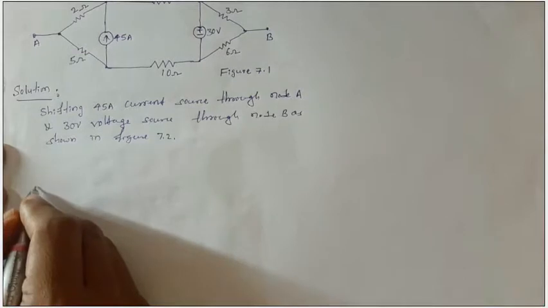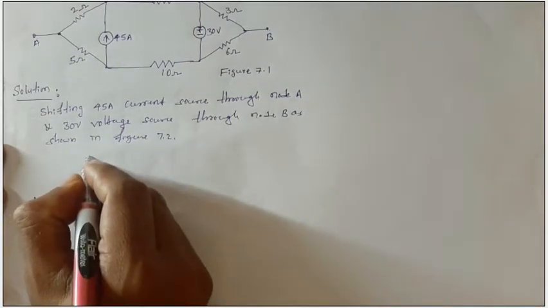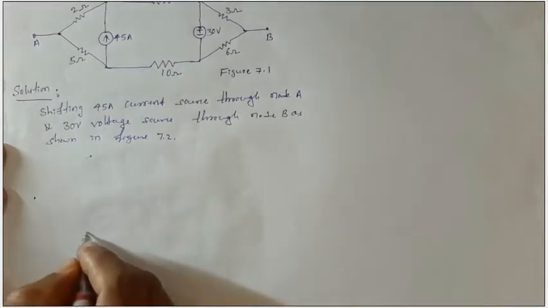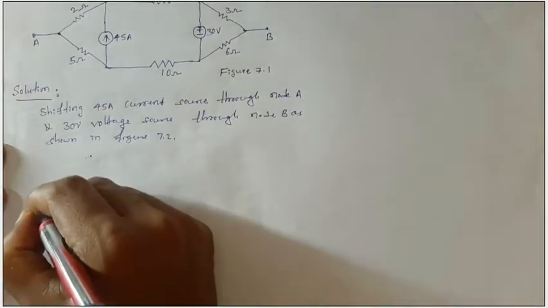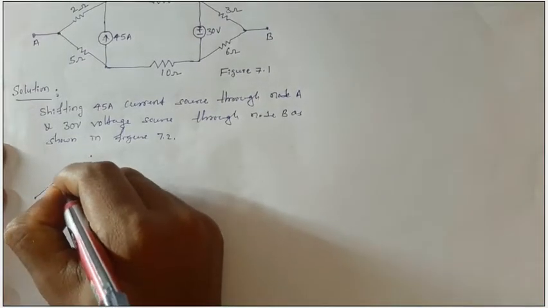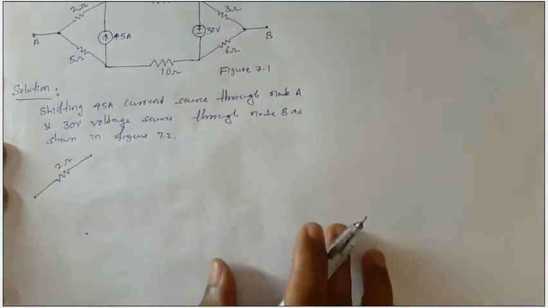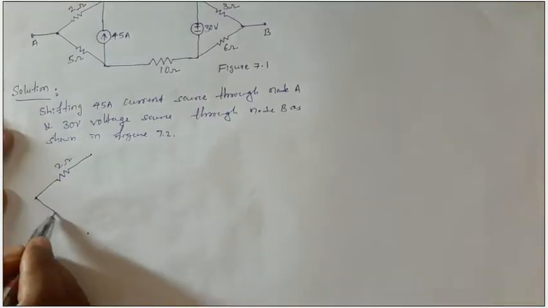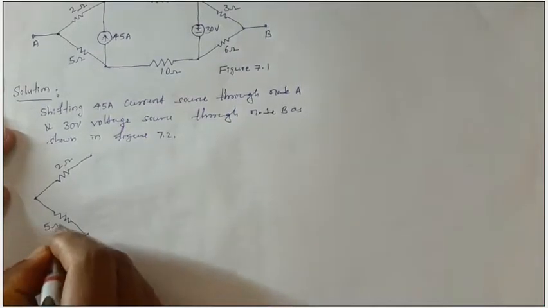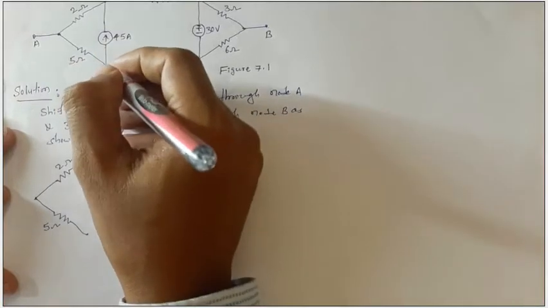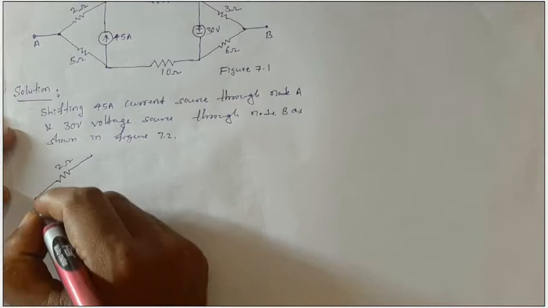Let us draw that. This is point A, dear students, and between these two points whatever the current source is there, we should shift it. Here we have a 2 ohm resistor and here we have a 5 ohm resistor. Now this current source is flowing directly inside. Now it will flow through this node A.